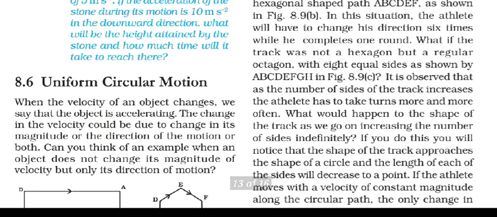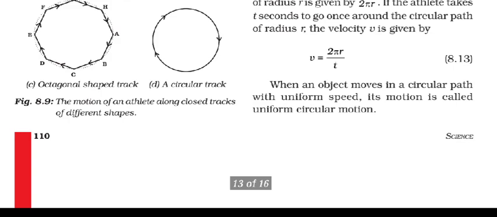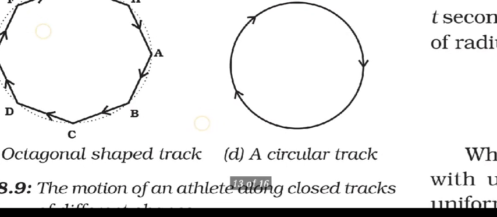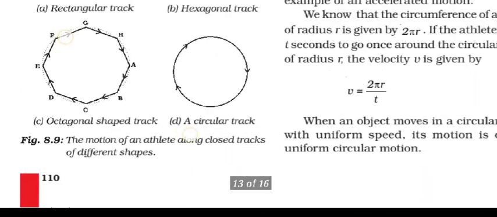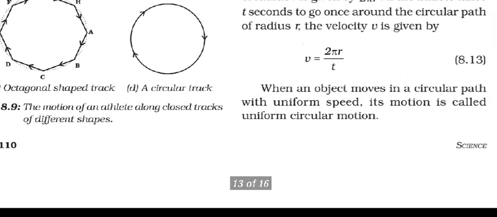So basically, what is uniform circular motion? When an object is moving in a closed path, and after each interval of time the velocity of it changes, that means it is in uniform accelerated motion. Now how will you find the area of a circle? It is pi r square, you know that. And what will be the circumference? Its circumference will be 2 pi r.